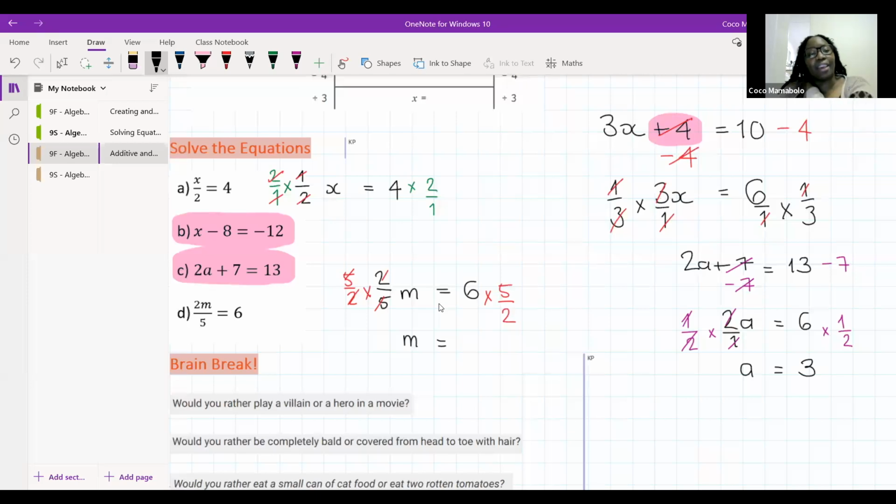6 times 5 will give me 30/2. Don't forget the over 2. And therefore, m would be equal to 30 divided by 2, which is 15.